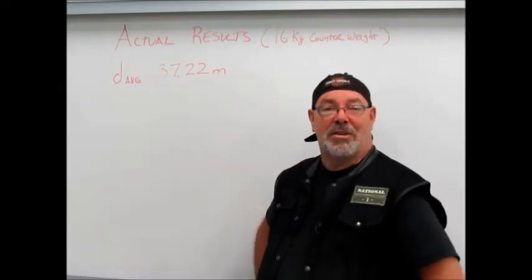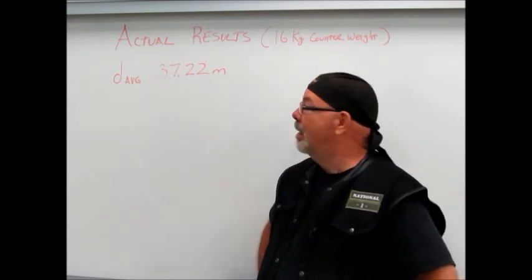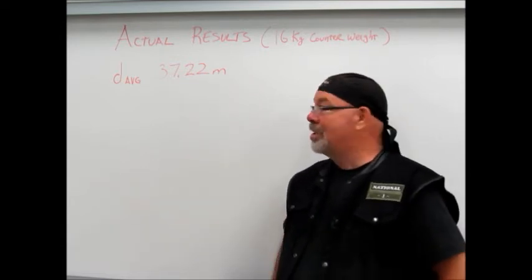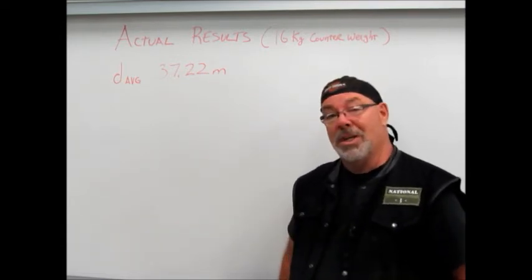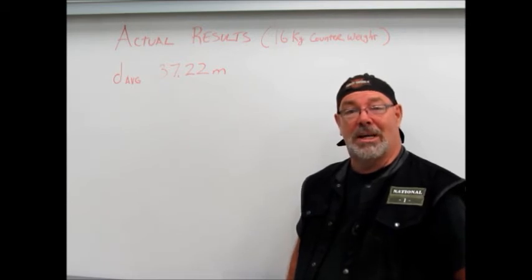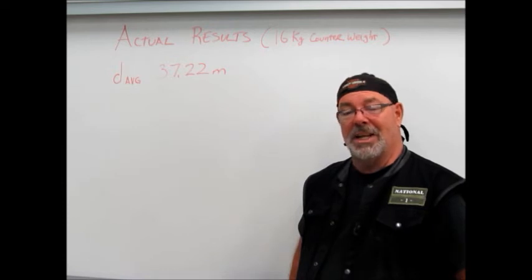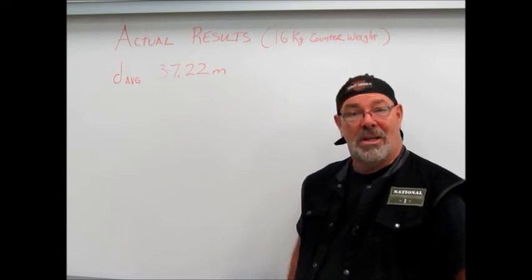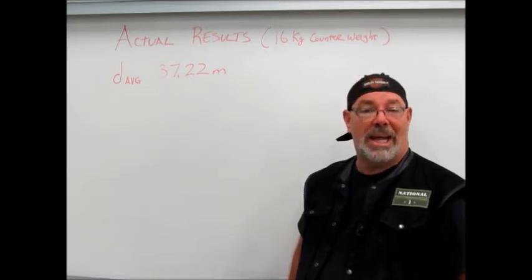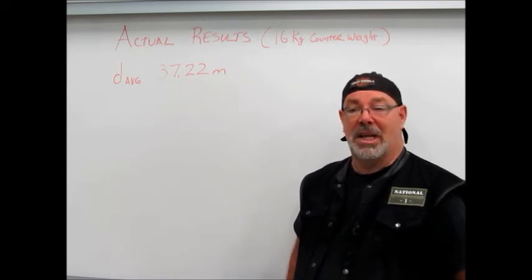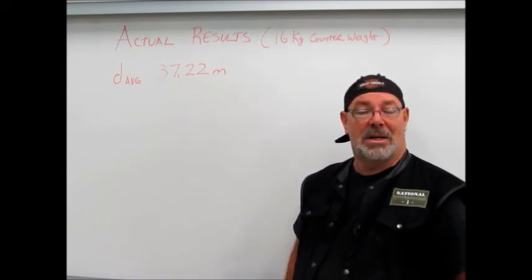Our actual observed results for the 16 kilogram counterweight shots ended up being an average distance of 37.22 meters, which is considerably shorter than we had planned under our ideal circumstances. Again, the reason would be the density of the softball. A softball has a fairly large surface area and a fairly low mass, which means it's not really going to travel as far. Had we used, say, a hard ball, we would have gotten a much greater distance out of our launch.